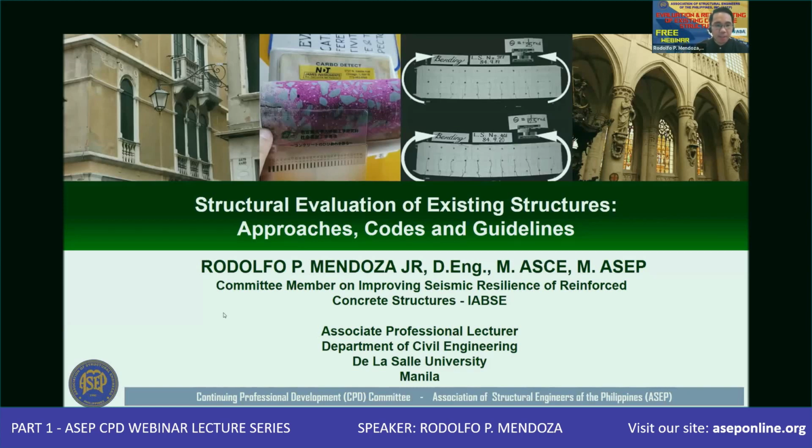So yes, a part of the evaluation is determining the in-place properties of the materials, by either destructive methods or non-destructive methods. However, I would like to point out that using non-destructive methods alone is not allowed to quantify the in-place properties of materials. In fact, we also have semi-non-destructive tests as well as destructive tests.